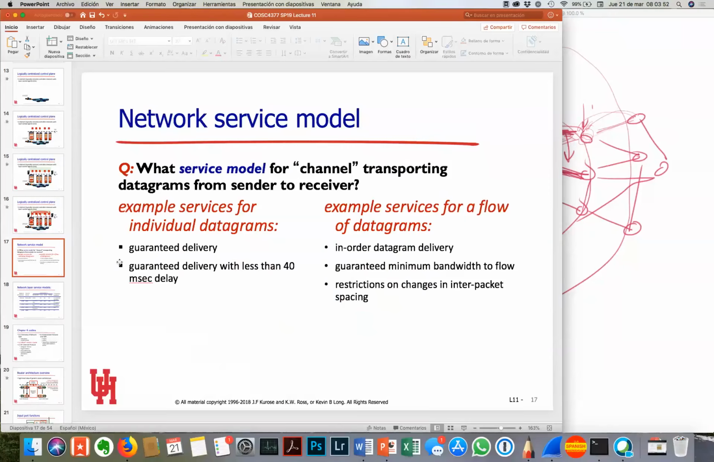So what does the service model basically here mean? It's a way of defining what it is you need this layer to perform for the other layers above and below. What services is it going to provide?